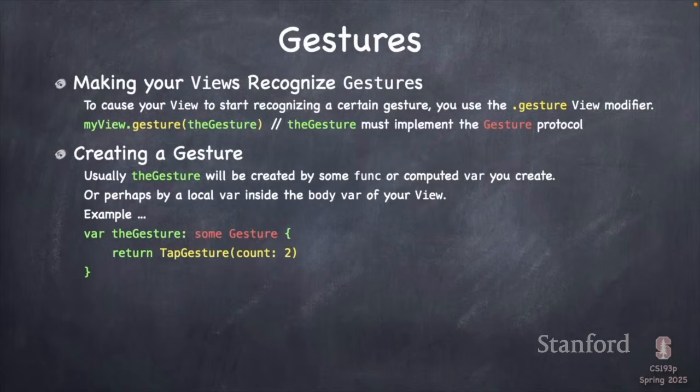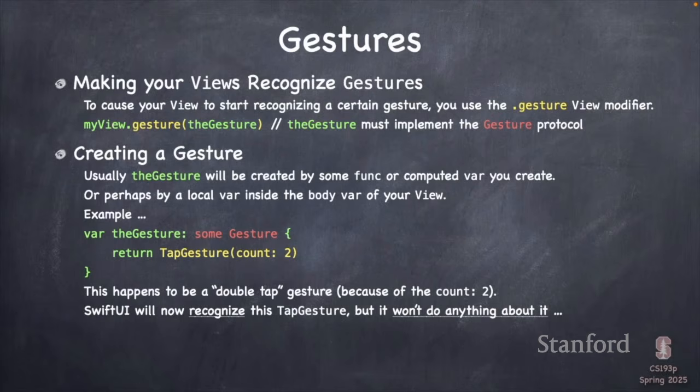Now usually we're going to put the gesture in its own little var inside of our view: var gesture, type is some Gesture, and we're going to return a gesture. In this case, I'm doing a tap gesture with a count of 2. If I do this code that you see up here, the colored code, then my view is going to start recognizing double taps, because I said tap gesture count 2. So when I do a double tap, it's going to recognize it. Now it doesn't do anything because I only caused it to recognize those gestures. Now I have to handle it.